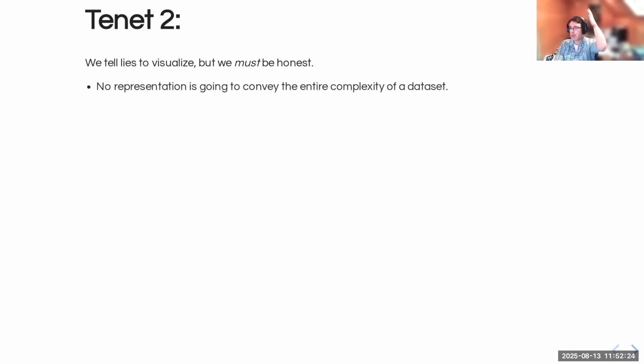No representation can completely convey the complexity of a data set. It's impossible because data sets cannot completely convey the complexity of the underlying phenomena. But some representations are better than others, and we can evaluate those representations. Our choices, when we make choices about visualizing data, have to be deliberate. We have to deliberately make a choice when we represent data.